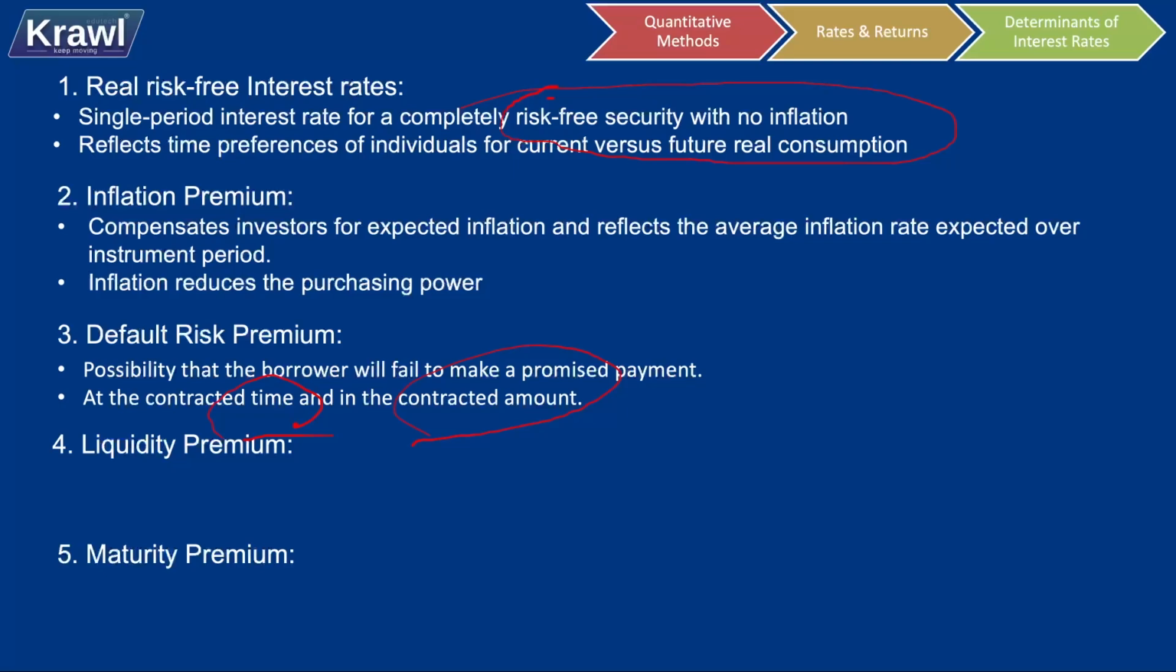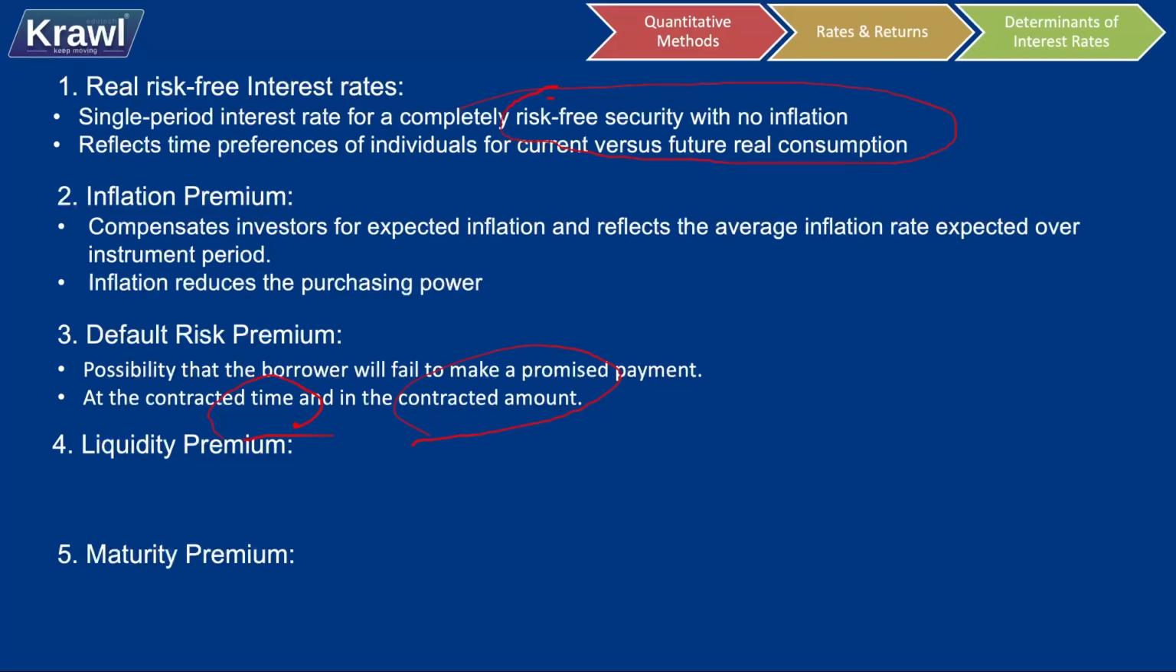So if the person is not able to achieve certain returns on the investment for which it was borrowed in the first place, then in that situation there might be some default risk, and that is what you top up with a certain number, the real risk-free rate. So you are adding the default risk premium along with the inflation premium to the real risk-free interest rates.